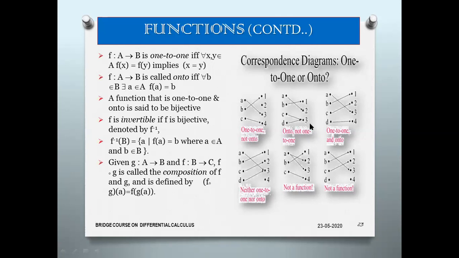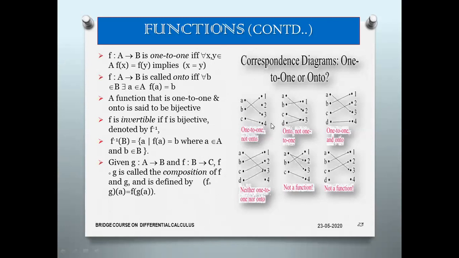Now onto means all the elements of the codomain or range. Range is a subset of codomain. So that means all the elements of the range should have the pre-images in the first set, that is in the domain set. Here it is actually onto, but in the first example it is not onto, because this is the range set, 1, 2, 3, 4, and this 2 does not have a pre-image. So this is not onto, though it is a function.